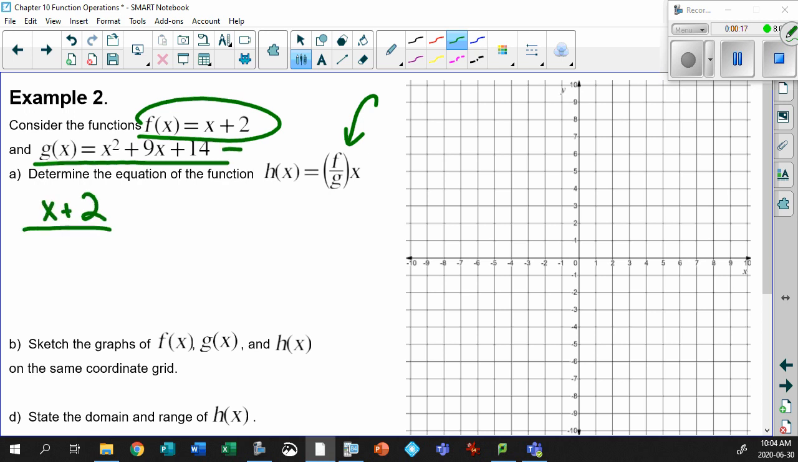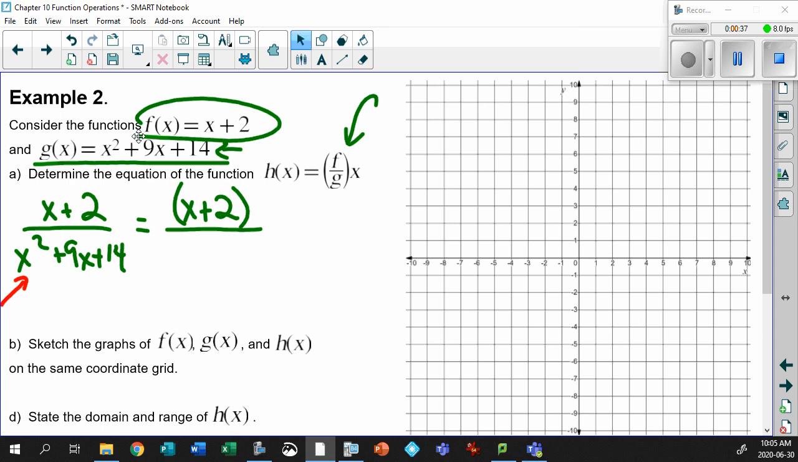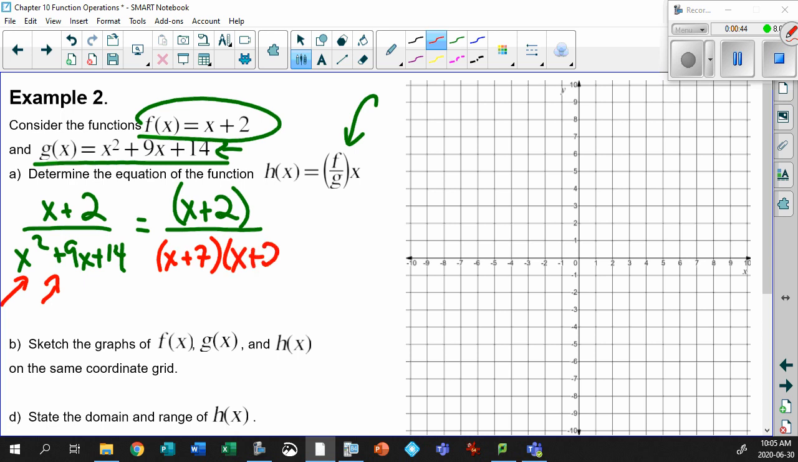Let's put this over g of x, which is x squared plus 9x plus 14. Now, this always worries me whenever I see a trinomial like this because I'm just wondering, can we factor this? Well, probably, yeah, we probably can. So let's put the x plus 2 up here all by its lonesome. That's nice. And do a quick factor of this. Oh, you should be able to do this in your head by now, right? Two numbers that multiply to give me 14, add up to 9, 7 and 2, of course.